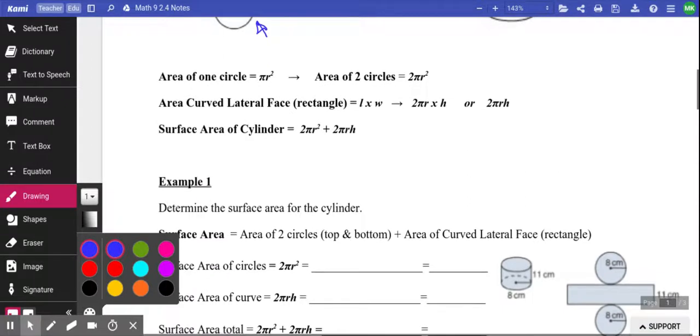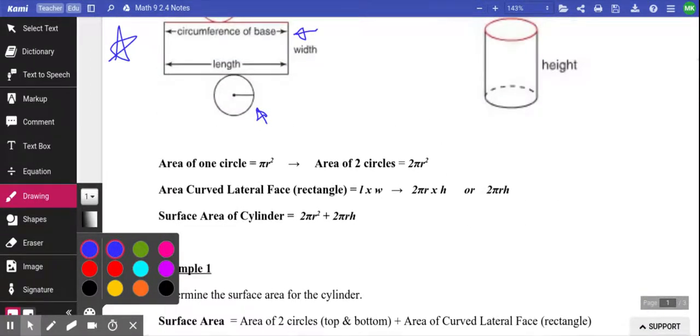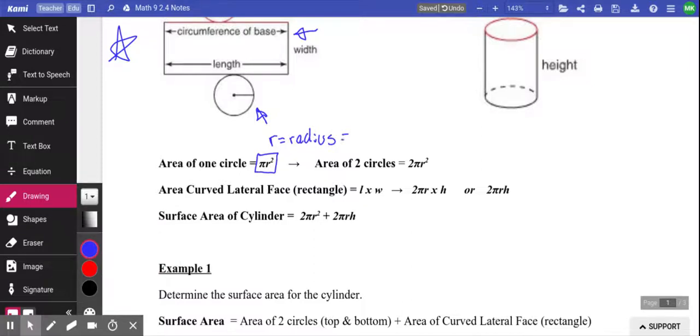If you forgot your formula for a circle, it's right here. Area of one circle. That's pi times r squared. R is the radius. Radius is from the middle of the circle out. Just in case you forgot what a radius was. If you want to do area of two circles, what would you do with that? Times it by 2. So the area for two circles is this guy right here: 2 pi r squared. Keeps it pretty simple.